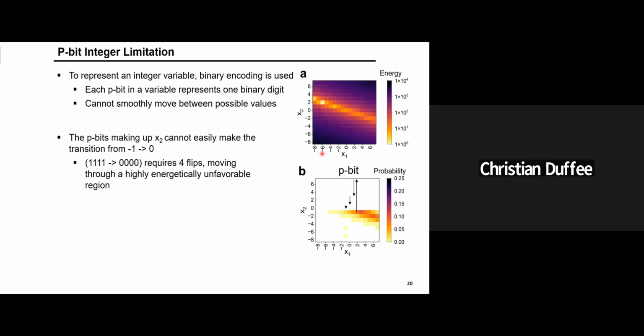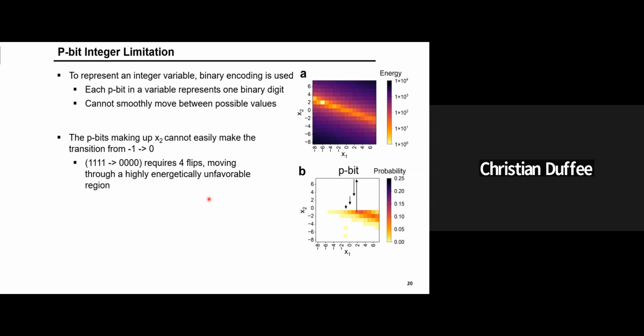So in the top left, we have the energy graph of a simple 2-variable problem. And in the bottom, we have the sampling frequency for a p-bit implementation of this. Of course, you would imagine that the p-bit would sample along the entire energy value, but we don't see that here. And this is because going from x2 equals -1 to the x2 equals 0 case, in the original problem is energetically favorable. But in the mapped problem, we have to flip 4 spins and move through an energetically unfavorable state.